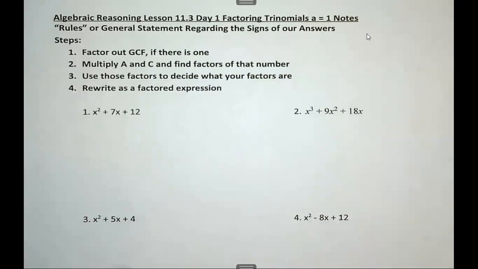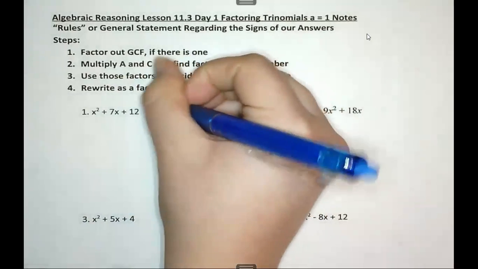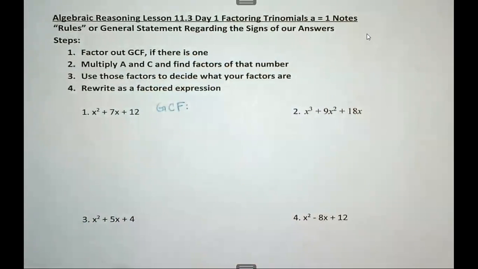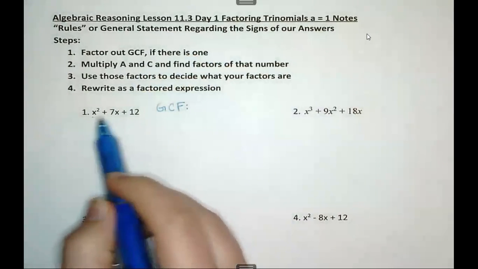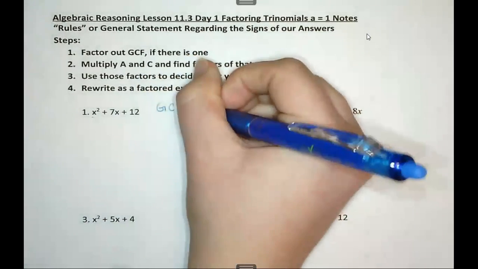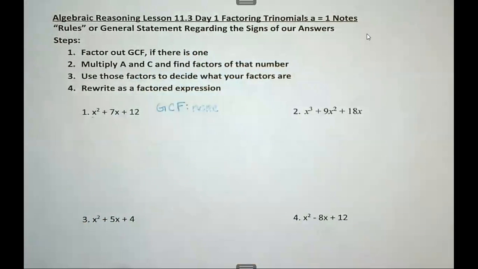Okay, so today's notes is just over factoring. So this is going to be a review for us. We've done factoring before in the year. So remember, our first step is to always look for a GCF. So I'm looking, and there is no number I can take out of 1, 7, and 12 besides 1. So that was our step 1.